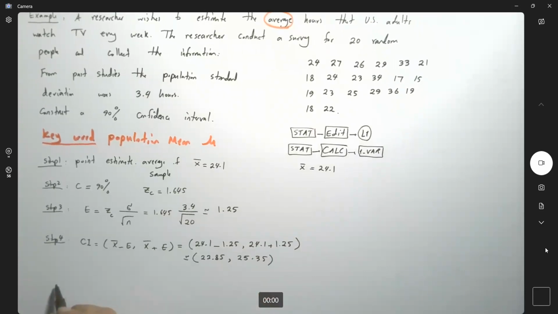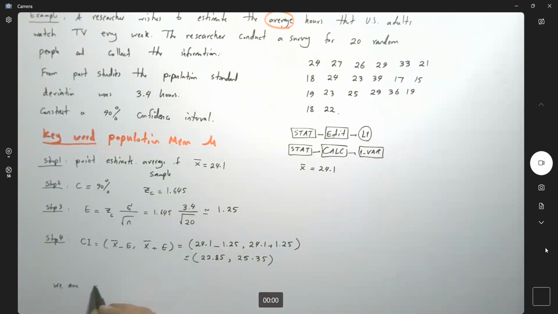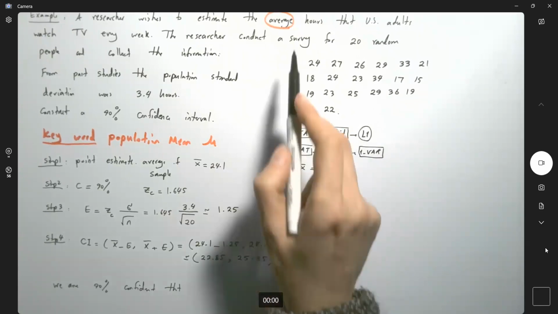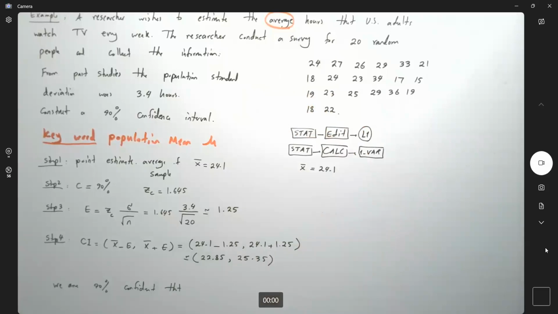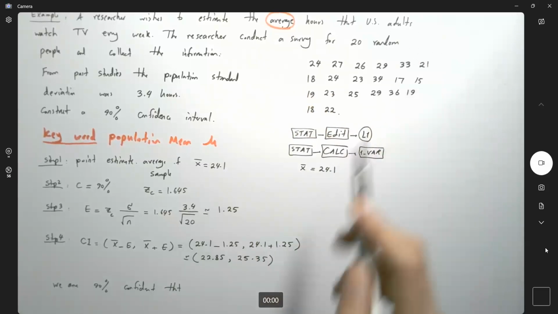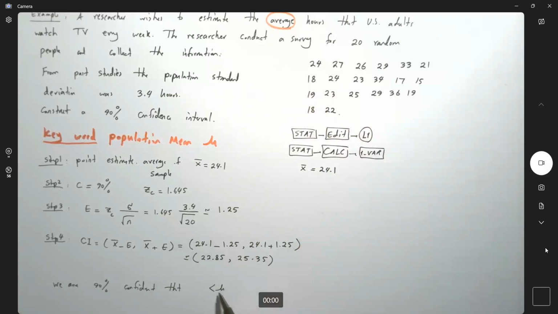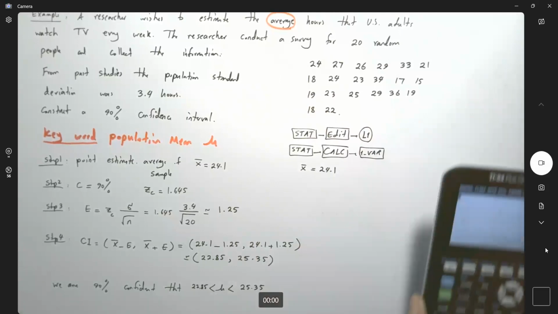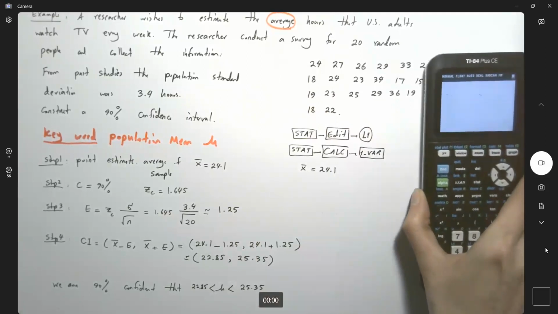So you can write down one sentence or just one line that we are 90% confident that the average hours for population of US adults is between 22.85 hours and 25.35 hours. And eventually, we can use our calculator to actually do the computation to make sure we are on the right path.